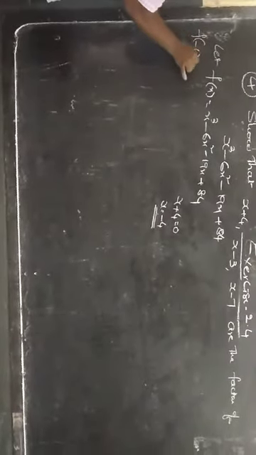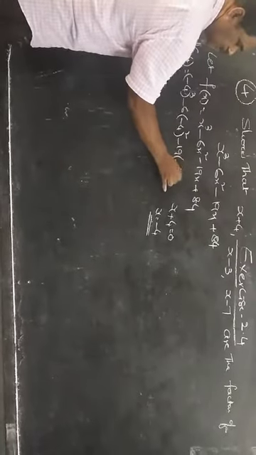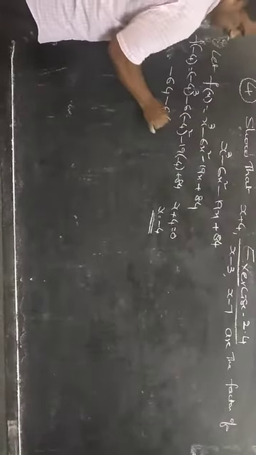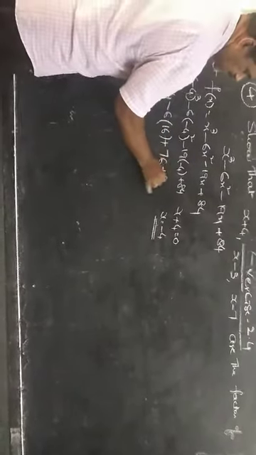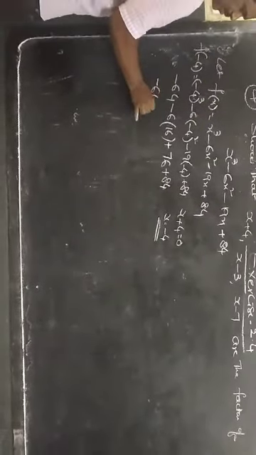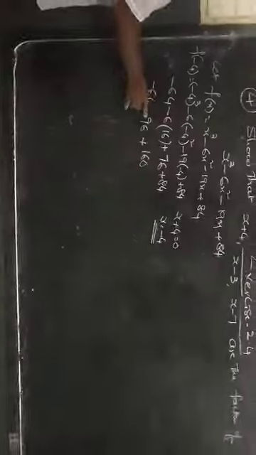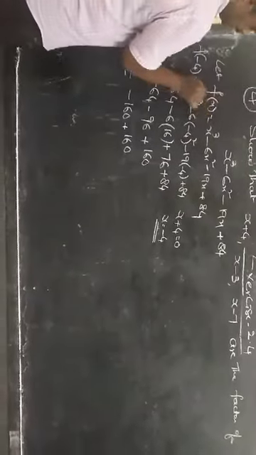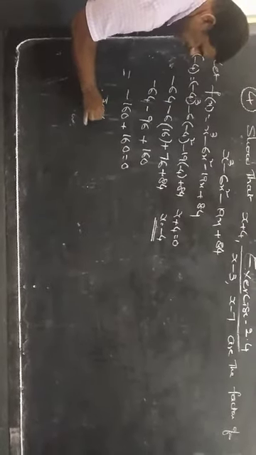So f of minus 4, minus 4 whole cube minus 6 into minus 4 whole square minus 19 into minus 4 plus 84. Minus 4 whole cube, minus 4 into minus 4 into minus 4, minus 64, minus 6, minus 4 whole square is 16, minus into minus plus 76 plus 84. Minus 64, minus 96, it is minus 160 plus 160. On substituting x is equal to minus 4, we got 0 answer. Therefore, x plus 4 is a factor.